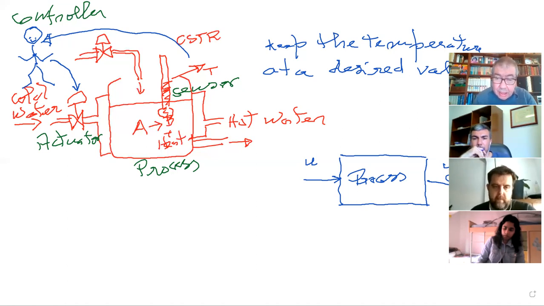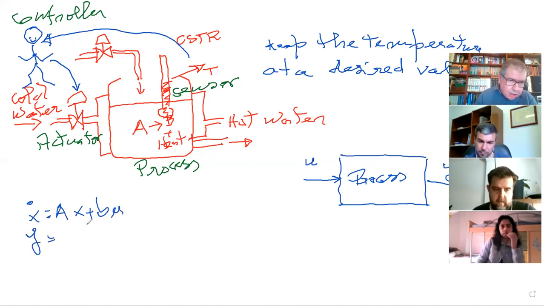Okay, this is nothing new because you know how to describe x dot equals a x plus b u, y equals c x. So this pair of equations relates the input with the output.